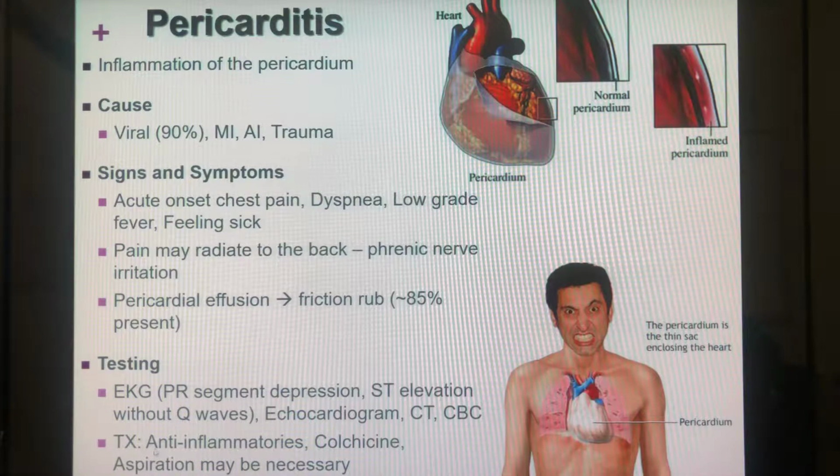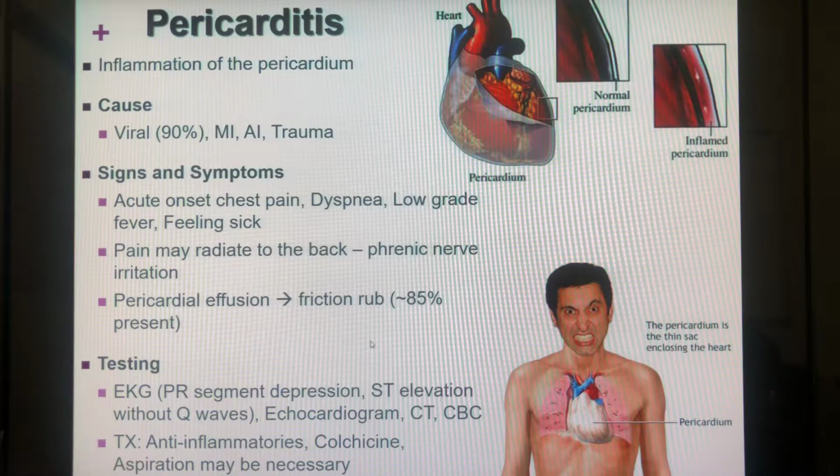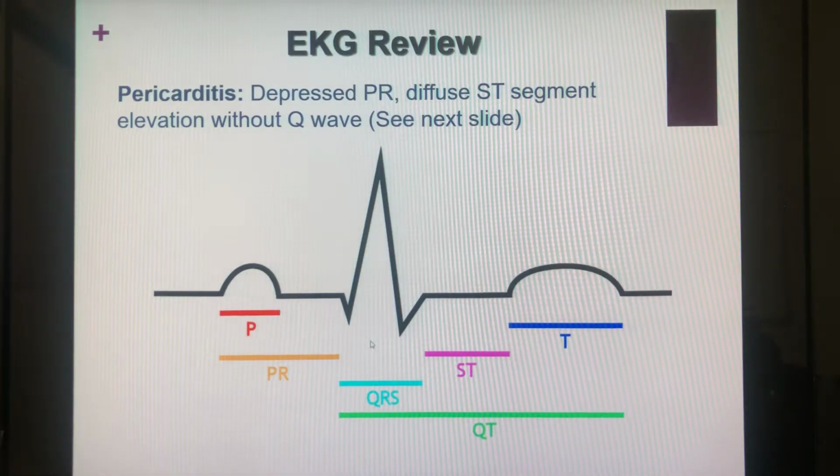You go down to the treatment: anti-inflammatories. Again, if it's a virus, there's not a lot you can do about it anyway. And if it ends in -itis, then your treatment's going to be anti-inflammatories, of course, because that means it's inflamed. So not really any big surprises there.